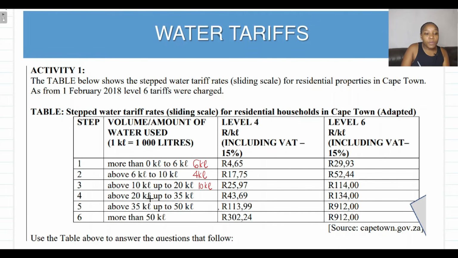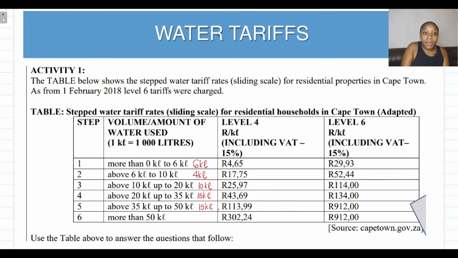And between 20 and 35 kiloliters of water, how much water was used in this step? 35 minus 20 is equal to 15 kiloliters of water. And between 35 kiloliters of water and 50 kiloliters of water, how much water was used in that step? 50 minus 35 is 15 kiloliters of water. So that is how you obtain how much water was added in each step.